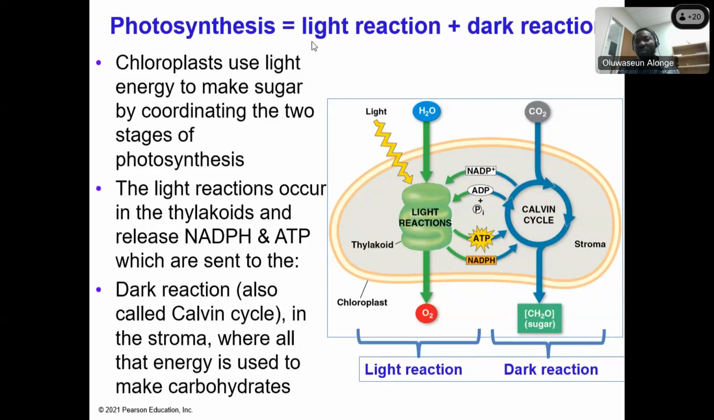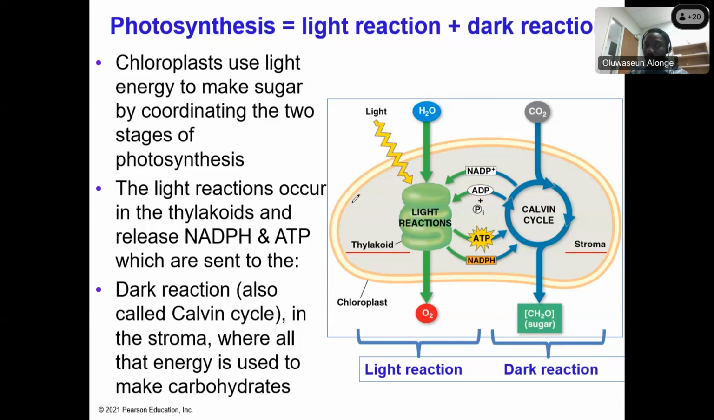So photosynthesis involves light and dark reaction, like we said. The chloroplasts use light energy to make sugar by coordinating the 2 stages of photosynthesis, which is what you are seeing here, the light and the Calvin cycle. The light reaction occurs in the thylakoid, like I said. You can see it occurs in the thylakoid. And then the dark reaction in quotes, which is the Calvin cycle or light independent reaction, happens in the stroma.